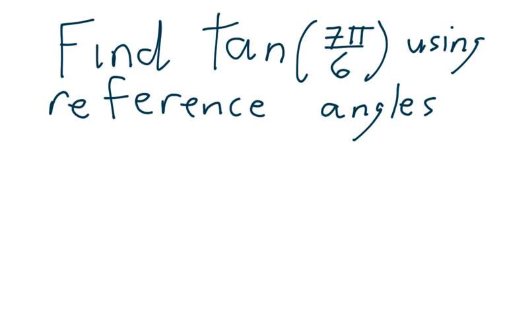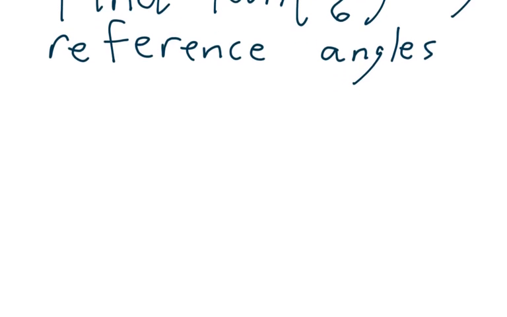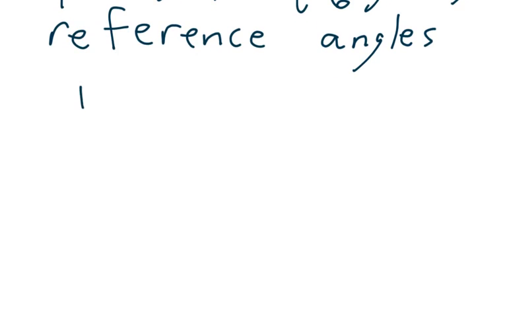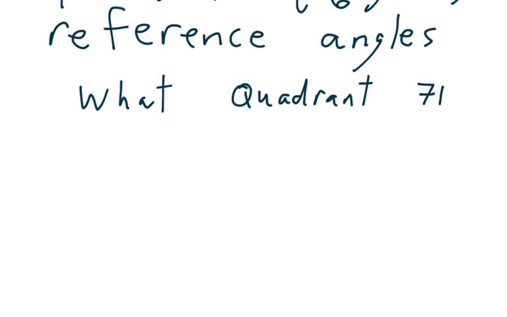Well, remember, with reference angles, we have to figure out what quadrant our angle is in. So we need to figure out what quadrant 7 pi over 6 is in. That is, what quadrant its terminal side is in if we draw it in standard position.